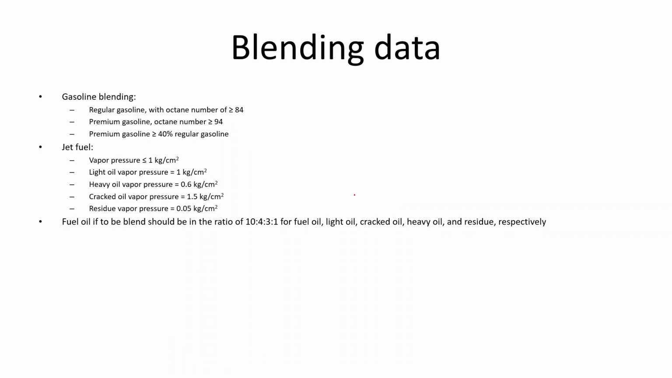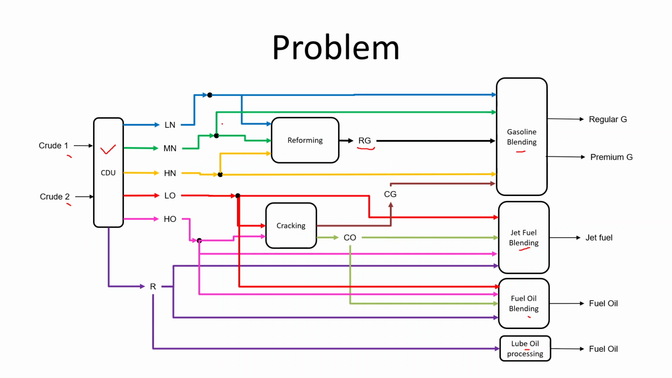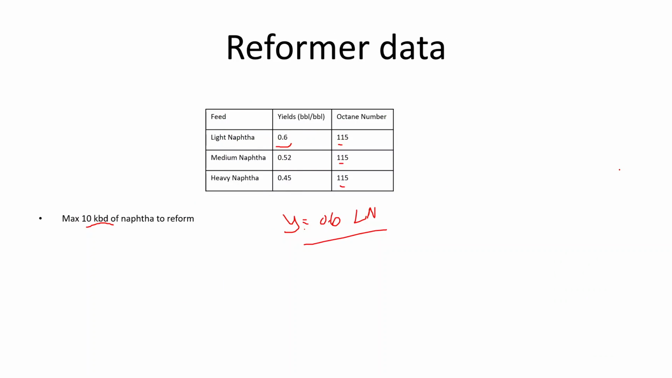And then the blending data. Yeah, there is a lot of data that you need to fulfill. Regular gasoline has to have an octane number of 84. Premium gasoline has to have an octane number of 94. So you have to be able to mix at this part. So once you produce how much of this, how much of that, we have to be able to make regular gasoline or premium gasoline. Both have different octane numbers.